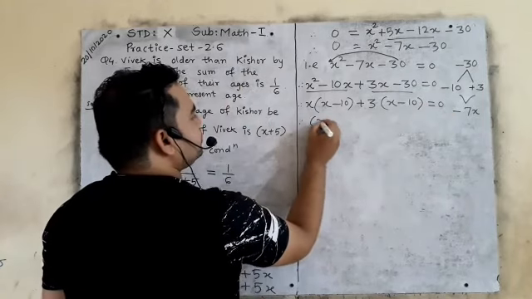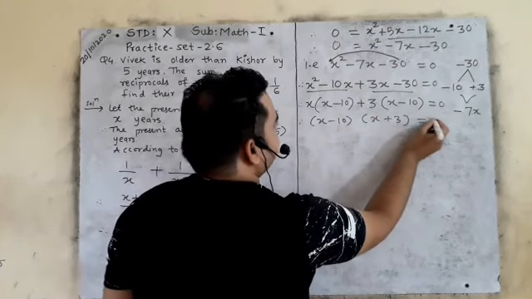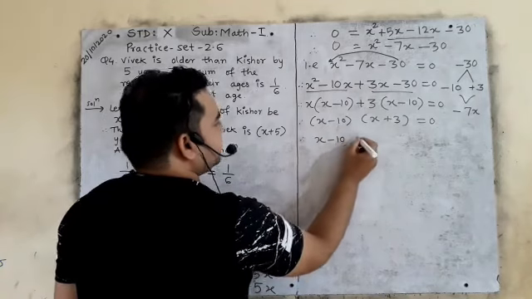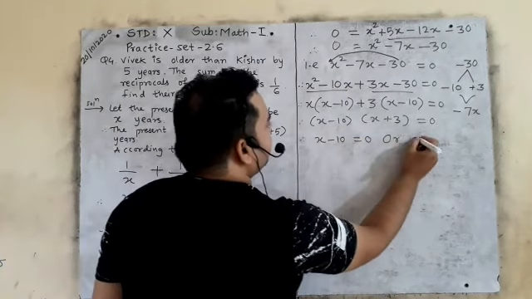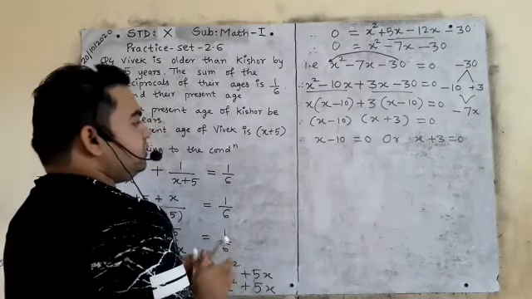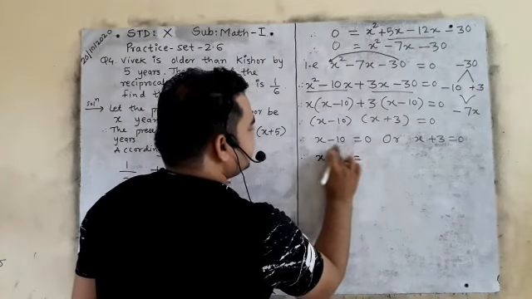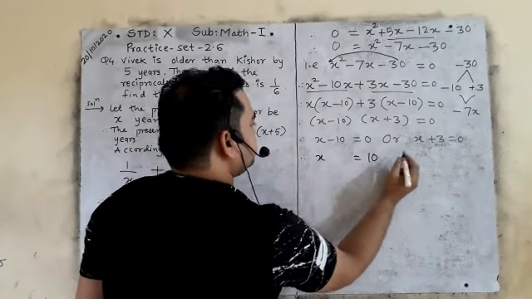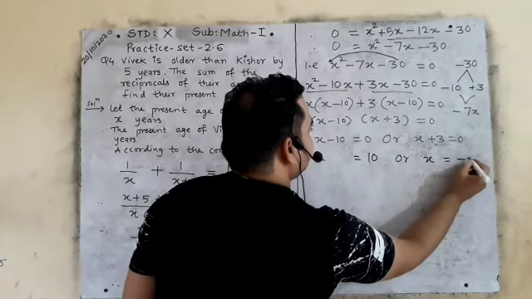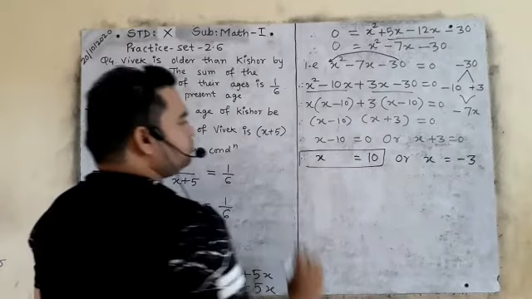Which two brackets come twice? x minus 10 and x plus 3 equals 0. Okay. So therefore x minus 10 equals 0 or x plus 3 equals 0. Right. Now here you will solve. Therefore x equals, this minus 10 will go that side, it will be positive 10, or x equals, this plus 3 will go that side, it will be minus 3. Okay, so x value came, x equals 10.